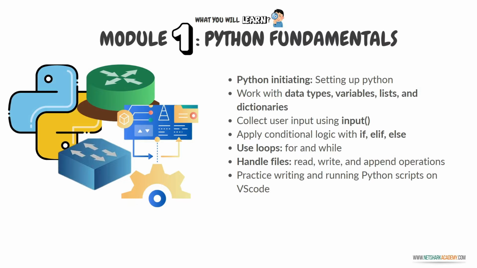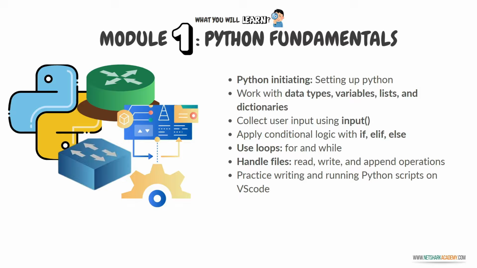So let's quickly scan the syllabus of each module. Module 1, Python Fundamentals. This is very first step in your automation journey. Just like building a house, you need a strong foundation before anything else. Python will be that foundation. It's simple, powerful, and widely used in network automation.